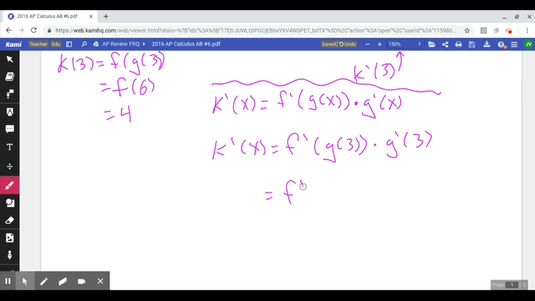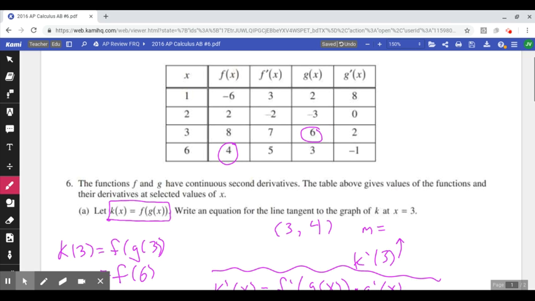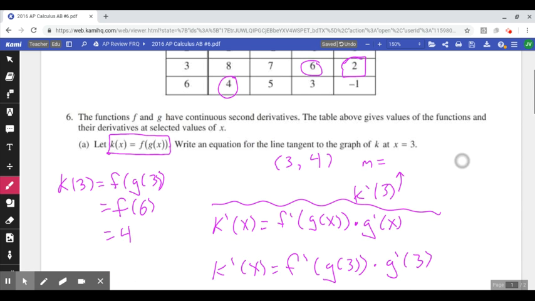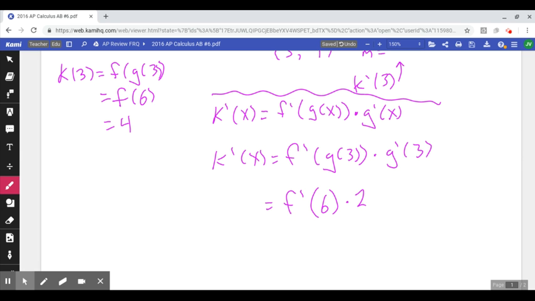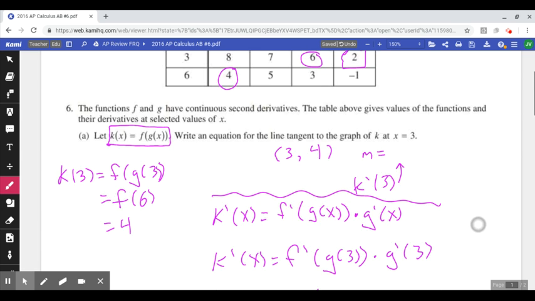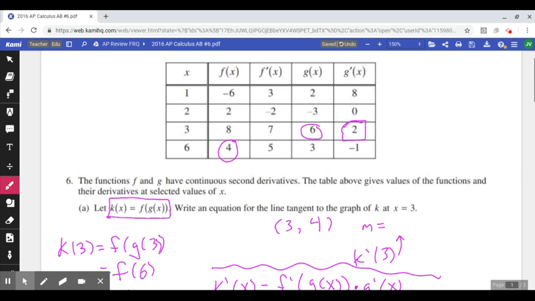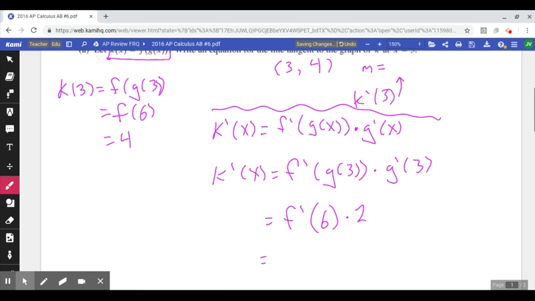To do this, we'll need to figure out what g at 3 is. And before we said that was 6. And then we can also figure out g prime of 3. So if we look at the table, g prime of 3 is equal to 2. So we'll replace that down here. g prime of 3 is 2. We'll also need to know what f prime at 6 is, and f prime is this column right here. So f prime at 6 happens to be 5. When we multiply 5 times 2, we get 10, and that's the value that's going to go here.